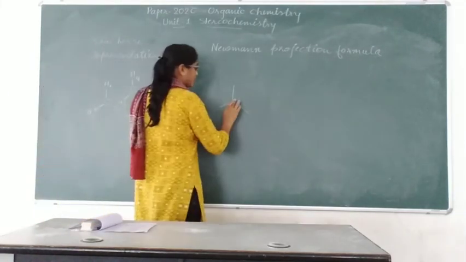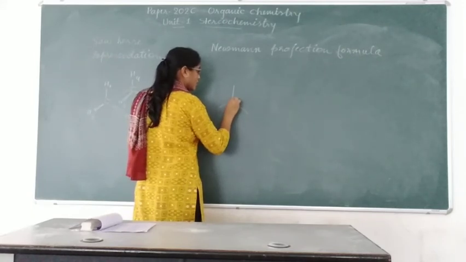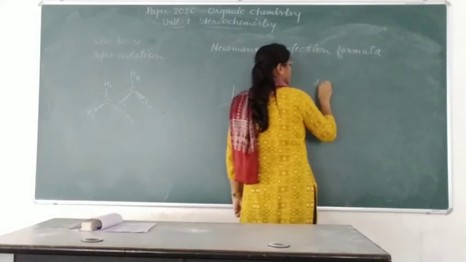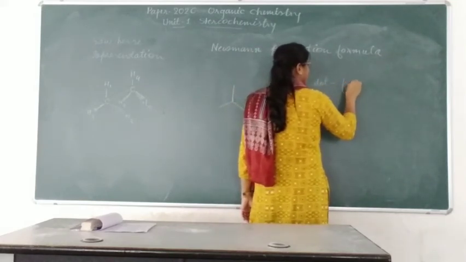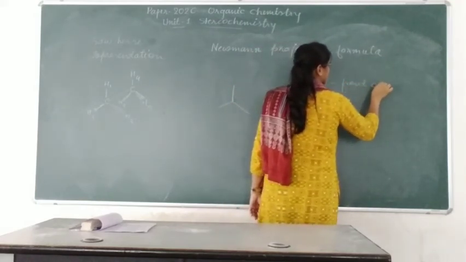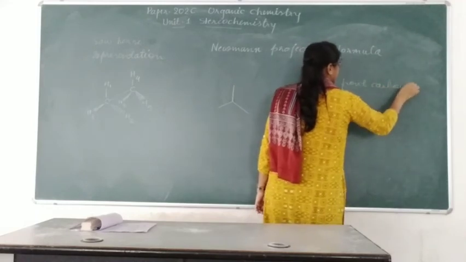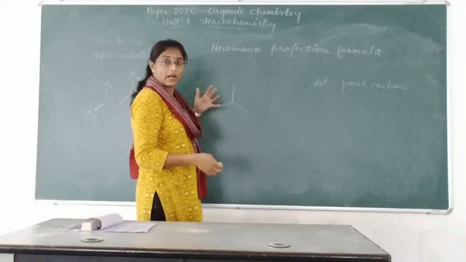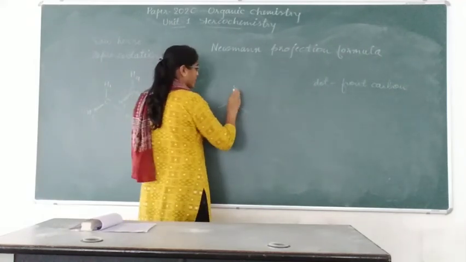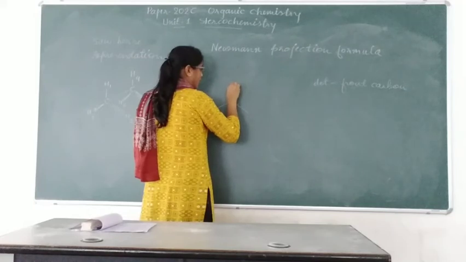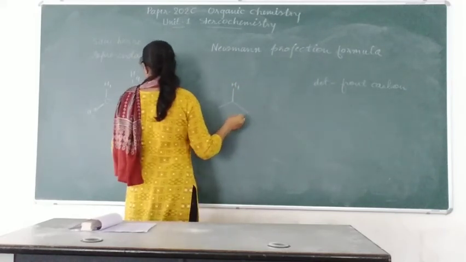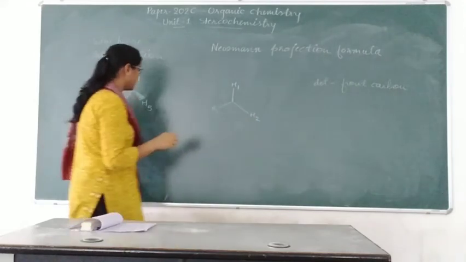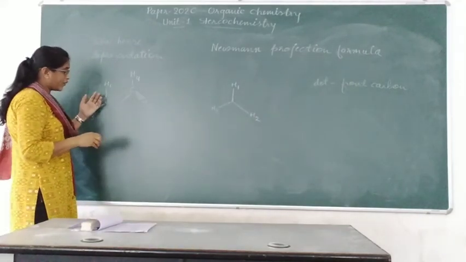So this dot over here, dot is the front carbon. Means carbon near to the viewer. So we will draw here the hydrogen H1, H2, H3. Here you can see this is the front carbon.